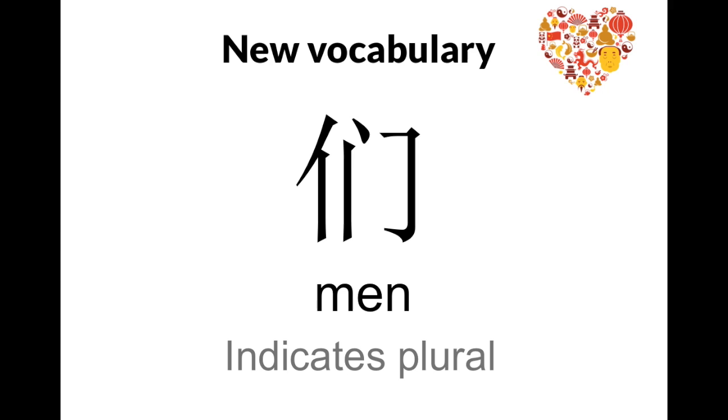Men, men. And this is the fifth, what we call the neutral tone, which basically has no emphasis on it. So men can't be said on its own. It has to be combined with other words. And it indicates plural when you attach it to a pronoun. So for example, you can say 我们, which would mean I plural, which then is of course we.